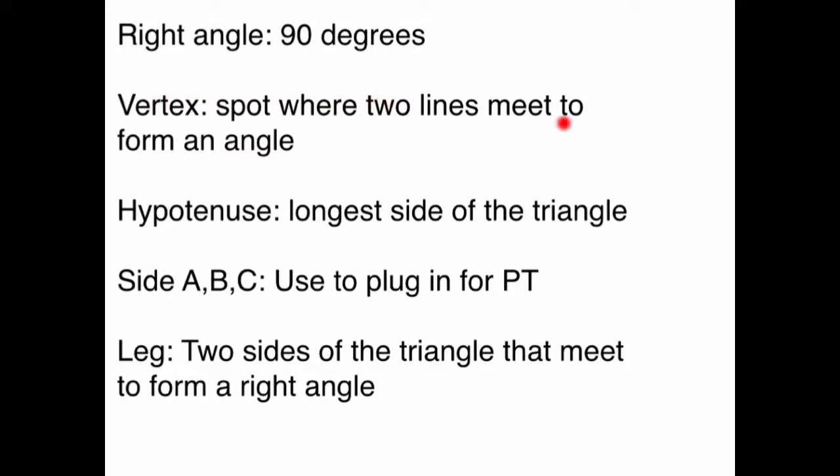A vertex is the spot where two lines meet to form an angle. So, let's say I had this angle. Boom, that's the vertex. Hypotenuse is the longest side of the triangle, and sides A, B, and C you use to plug in for the Pythagorean theorem, which we're going to learn. And when I say a leg, that means two sides of the triangle that meet to form the right angle. Let's look at these more in context.